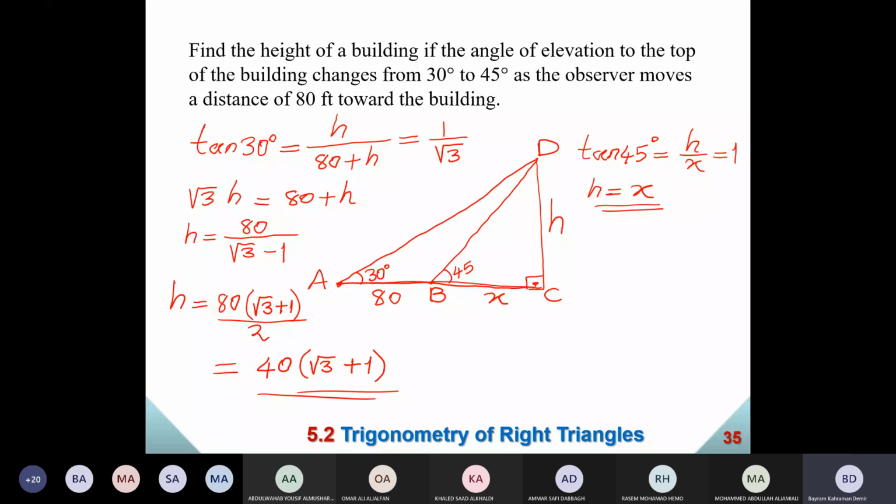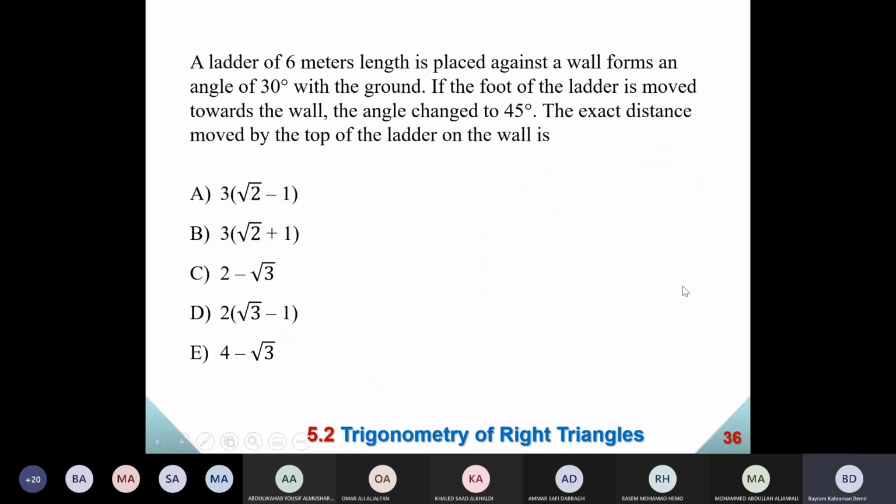Sometimes you can see different angles. Instead of 45, you might see 60 here, and instead of 30, you might find 45, for example, or vice versa, whatever, different angles. So this is the technique to solve this kind of images, Shabab. Okay. All right. What is next?